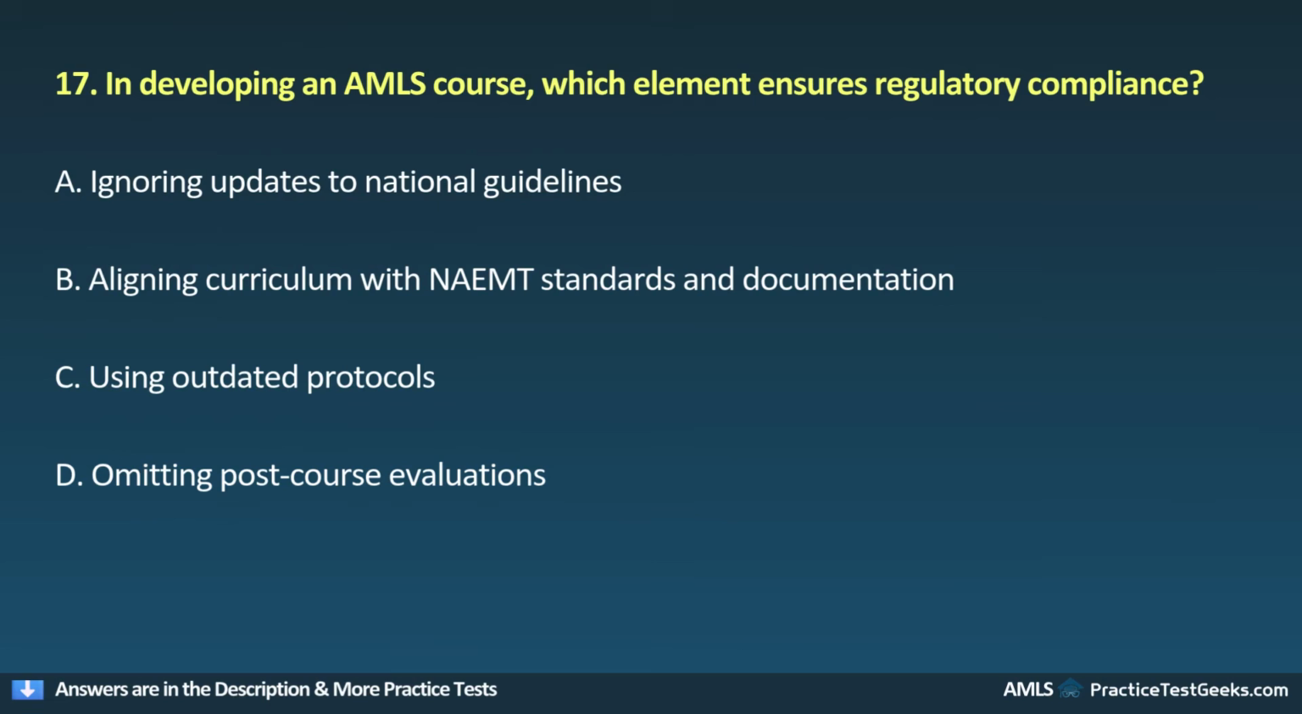17. In developing an AMLS course, which element ensures regulatory compliance? A. Ignoring updates to national guidelines. B. Aligning curriculum with national standards and documentation. C. Using outdated protocols. D. Omitting post-course evaluations.